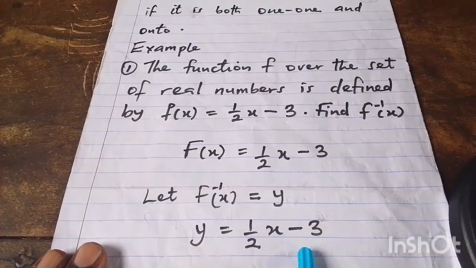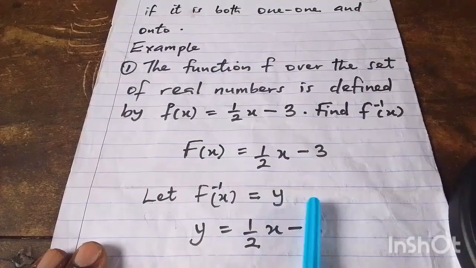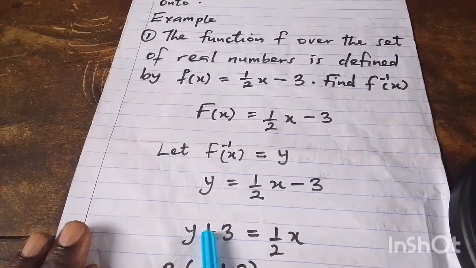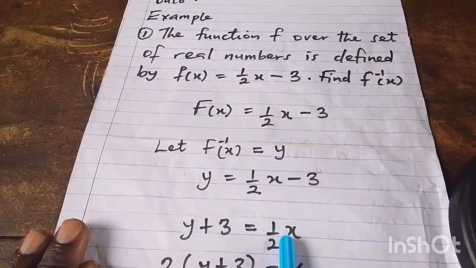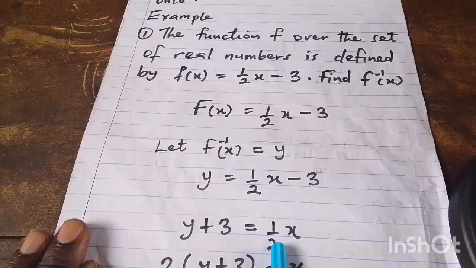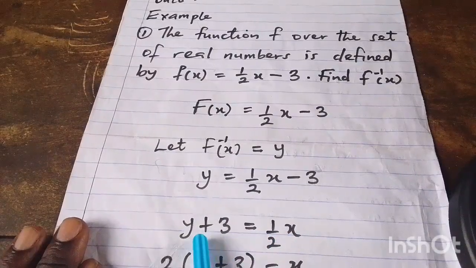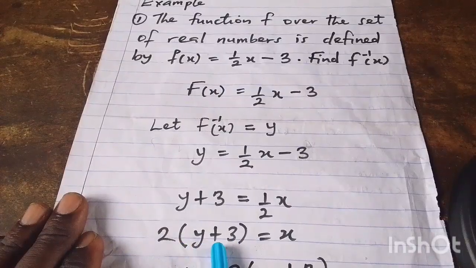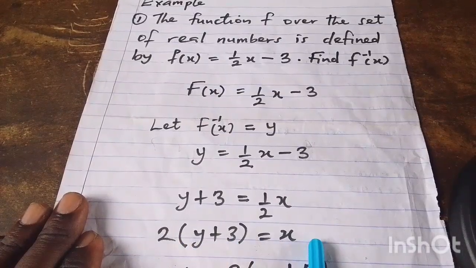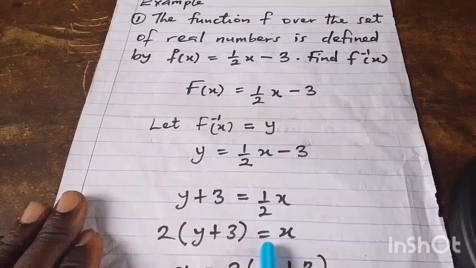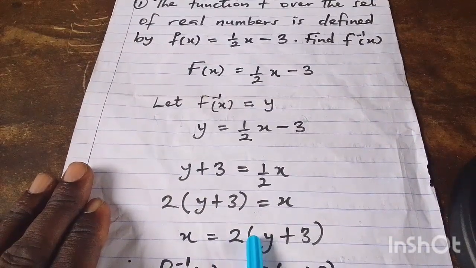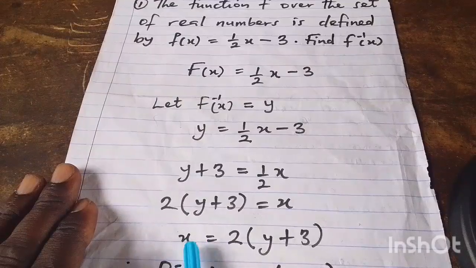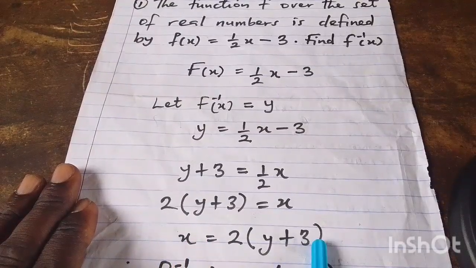So that means this is minus 3 here. When minus crosses the equality sign, it turns to plus. So you'll be having y plus 3 is equal to 1 over 2x. So this 2 is dividing here. When you bring it here to multiply y plus 3, it gives us 2 into bracket y plus 3 is equal to x. It's the same thing as saying x is equal to 2 into bracket y plus 3. So you can realize that now we've been able to make x the subject of formula.